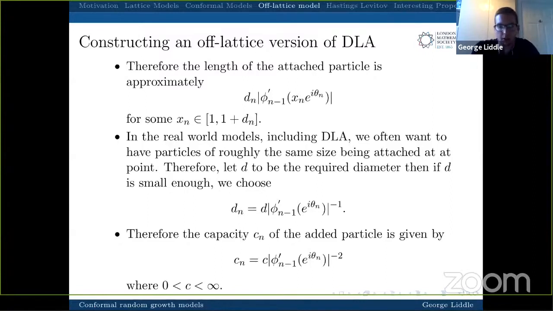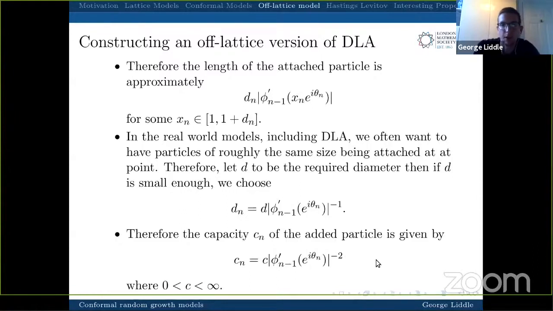So in this case, the capacity that we choose is given by some value c divided by the derivative of the m-1 phi map to the power of 2. Okay, so that's how we construct the off-lattice version of DLA. It's just done in two parts. We need to pick the attaching angles and we need to pick the capacities. The attaching angles are picked uniformly, and the capacity is given by this value at the bottom here.